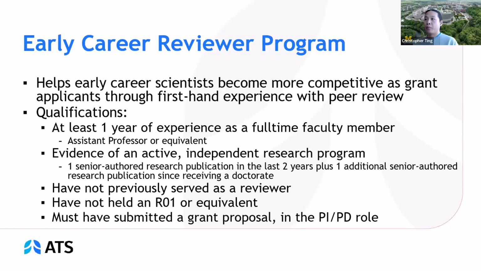So the last thing that I want to briefly mention that may be relevant to us is this early career reviewer program. This is an opportunity to participate as a reviewer on a study section as an early career scientist. The qualifications, as I've listed here, include 1 year of full-time faculty at the assistant professor level or equivalent. You've had some senior author publications. You haven't held an R01 or equivalent, but you have submitted a grant in a PI role. This could be an R21, a K, and so forth.